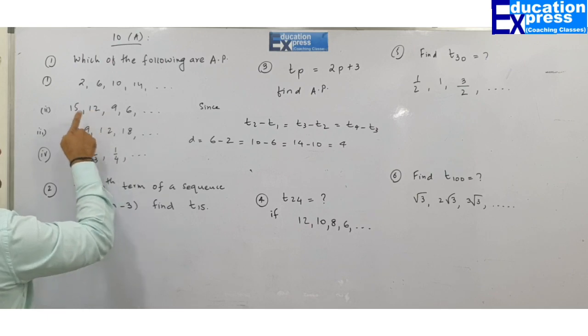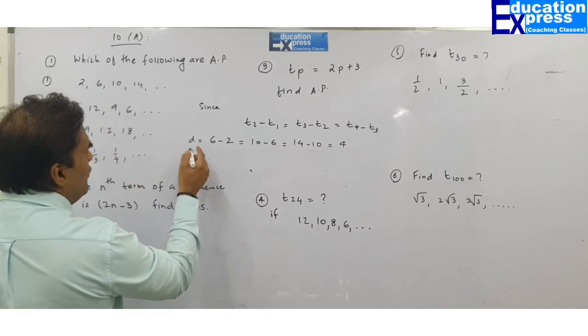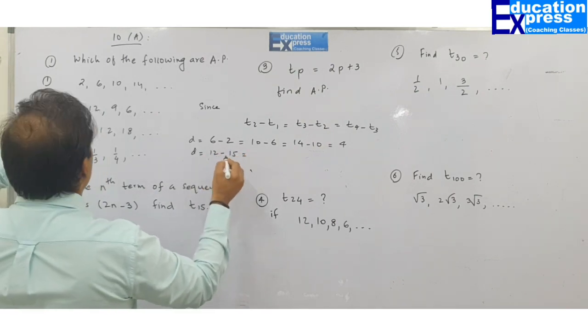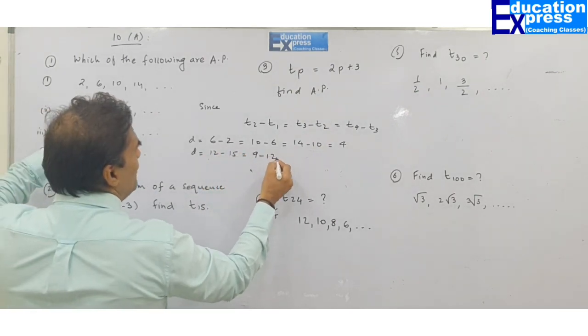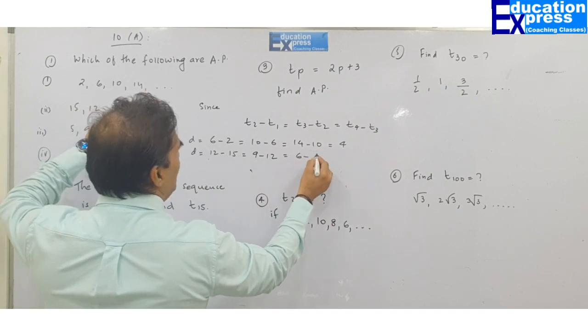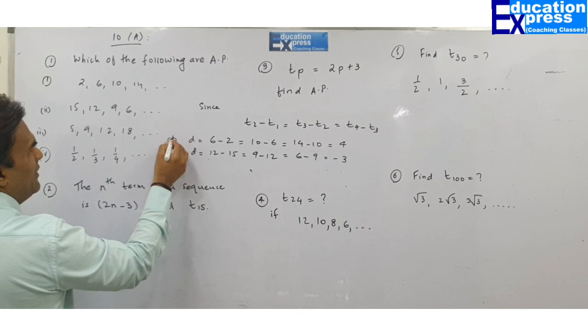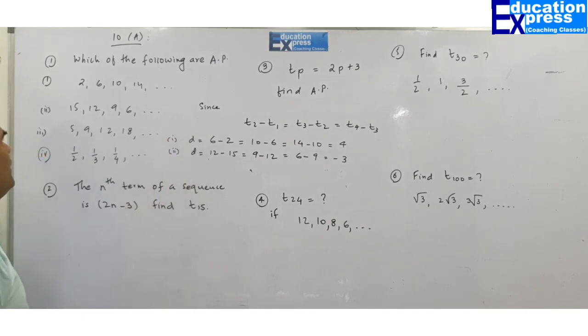Same thing can be done over here also. 12 minus 15, minus 3. So if you go to see, 12 minus 15 is the same as 9 minus 12 is the same as 6 minus 9, which is minus 3. Since my d has remained the same, henceforth the given series is in AP.